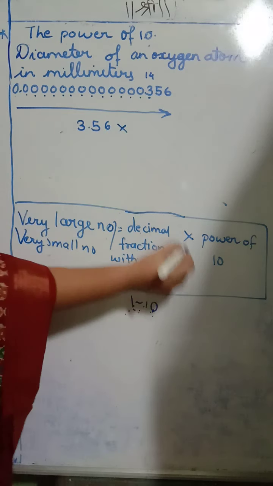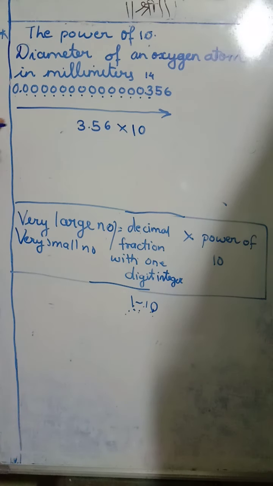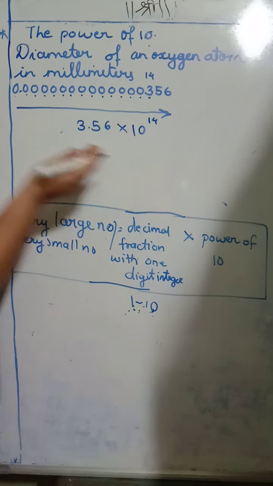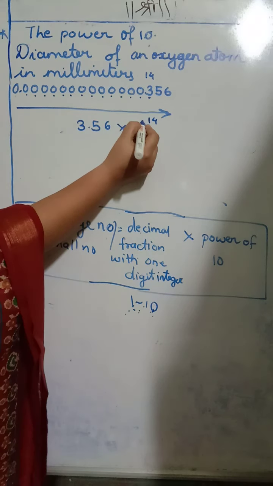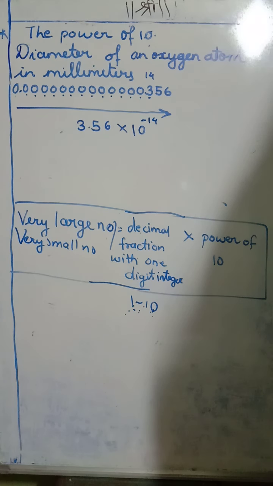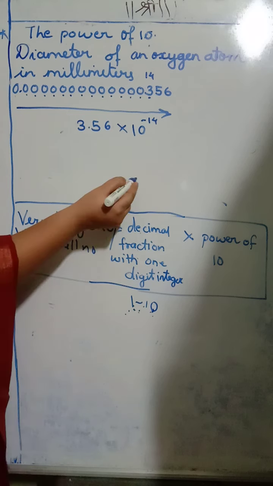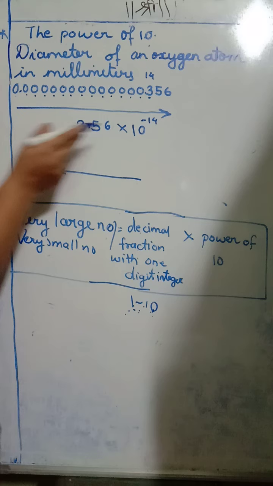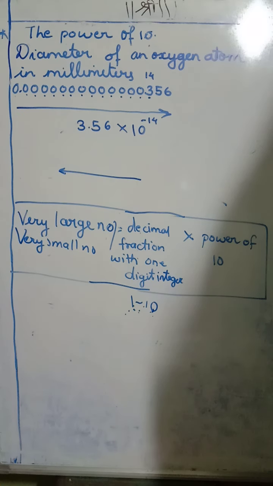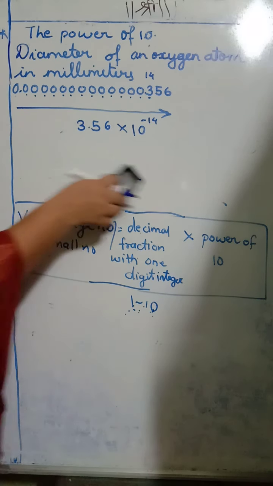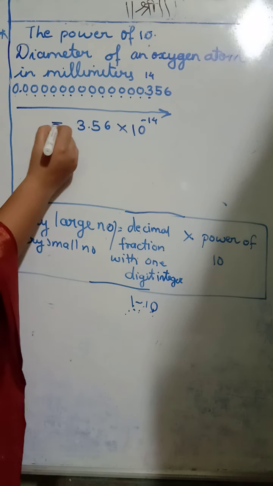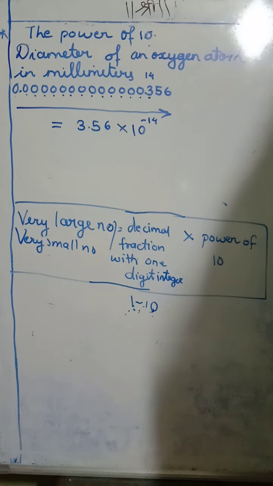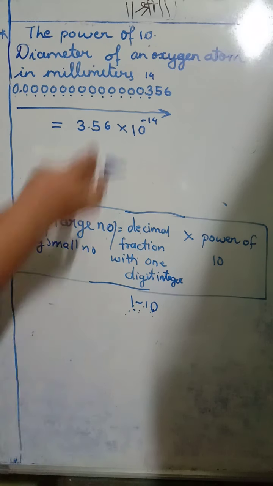Yes, into. Now how do we decide the power of 10? Did we go to the right hand side? How many times? 14 times. As we went to the right hand side, children, our answer will be negative. In the earlier sum we had gone to the left hand side, so our answer was positive. When you go to the right hand side, your answer is negative. So the very small number is converted to standard form, that is 3.56 multiplied by 10 raised to negative 14. Did you understand here?